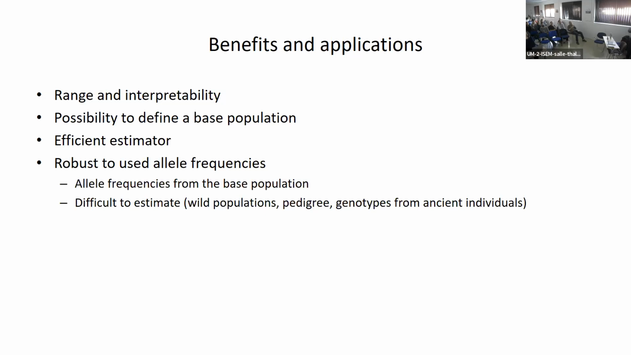Another nice property when you use ROH to estimate the inbreeding coefficient is that they are more robust to allele frequencies. Most of the molecular methods I presented need the allele frequencies, and you need to know the allele frequency in the base population. But it's difficult to have the allele frequency in the base population, in particular in wild populations. You need a pedigree, and you need genotypes from ancient individuals.